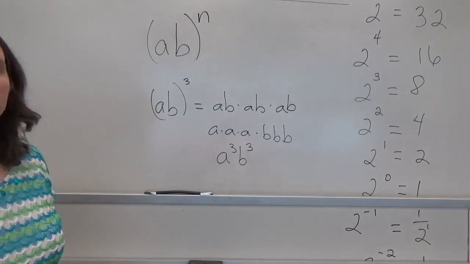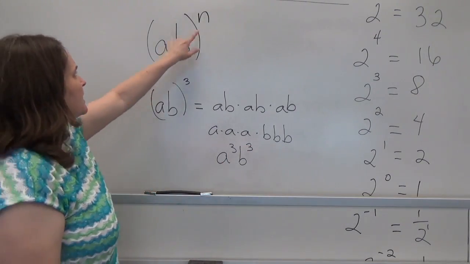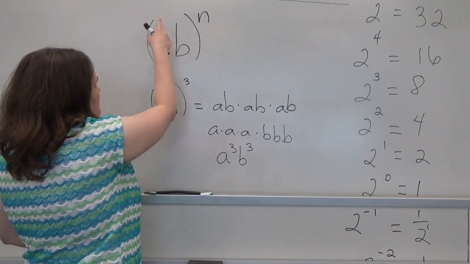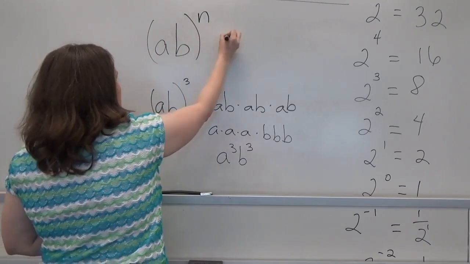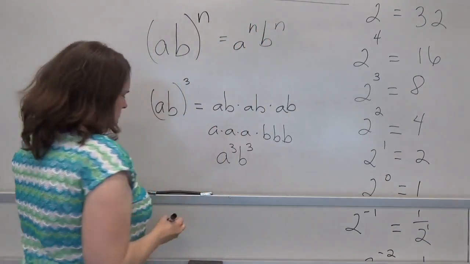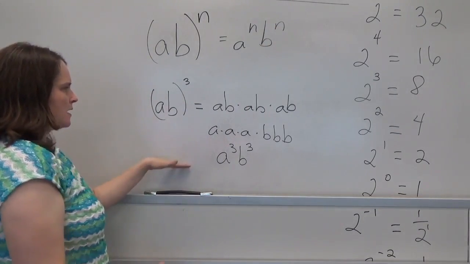And that's what this property tells me that I can do. I can bring that exponent into each individual factor. So A times B in parentheses to the nth power becomes A to the n times B to the n power. So that's my rule, and that's why it works.